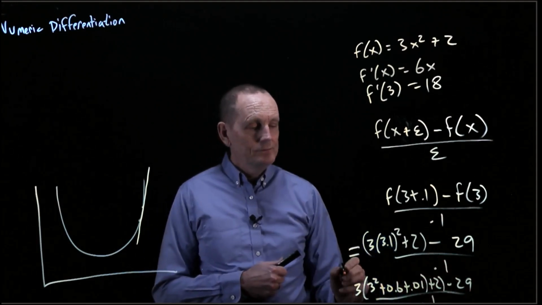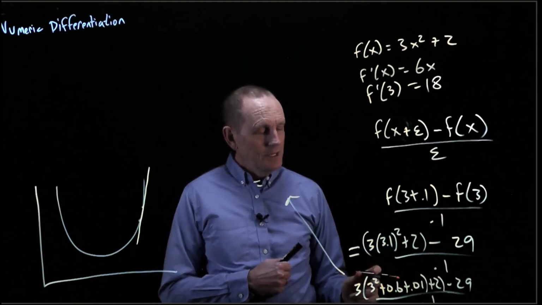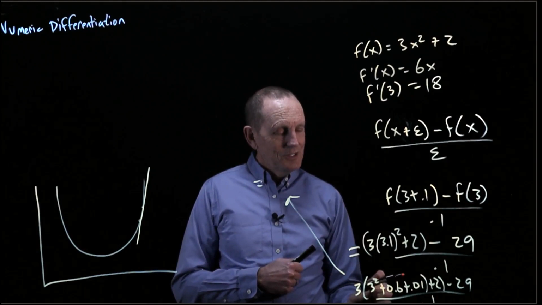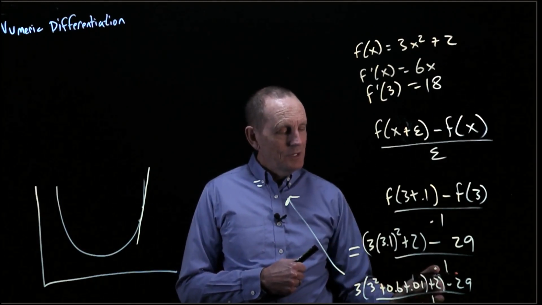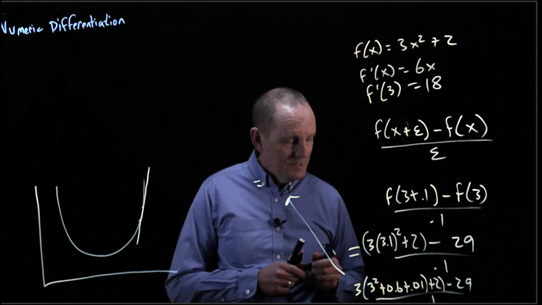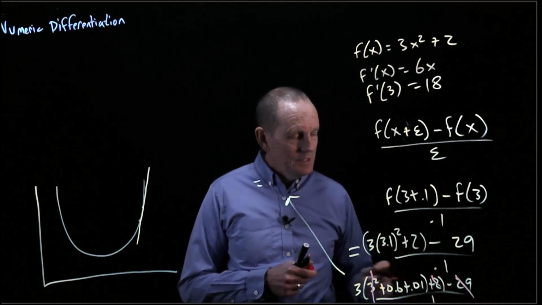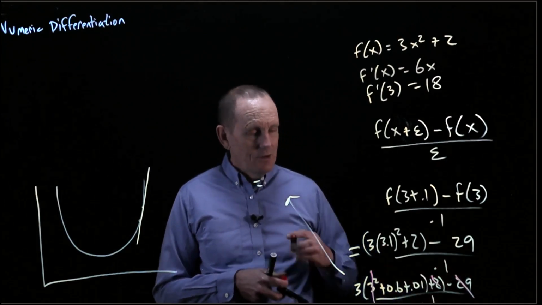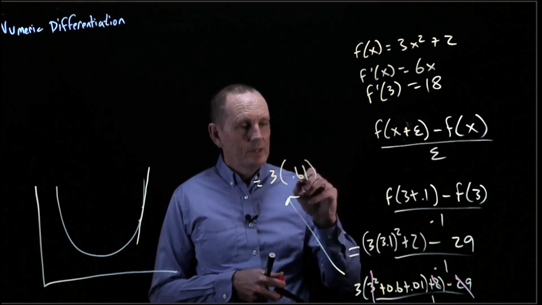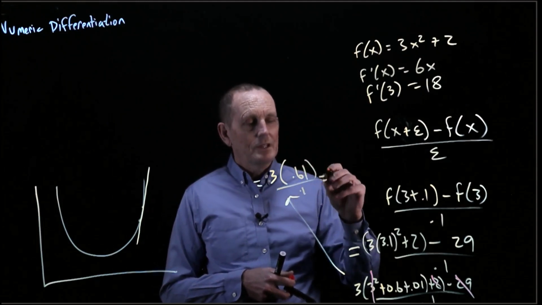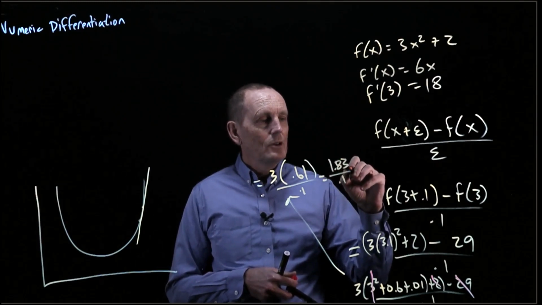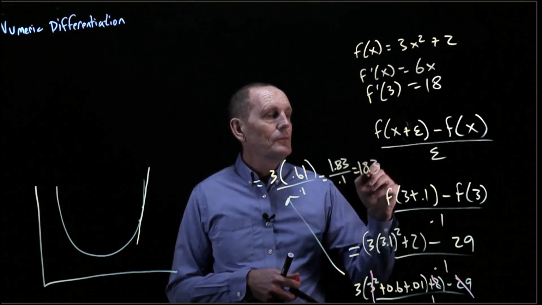And this, moving on over here, is going to be equal to, well, 3 times 3 squared is, again, 27 plus 2 is 29. So this 29 is going to cancel with the other 29, and that's going to just leave us with 3 times 0.61 over 0.1. What's that going to be equal? That's going to be 1.83 over 0.1, which is 18.3.